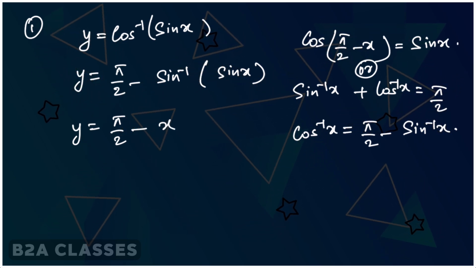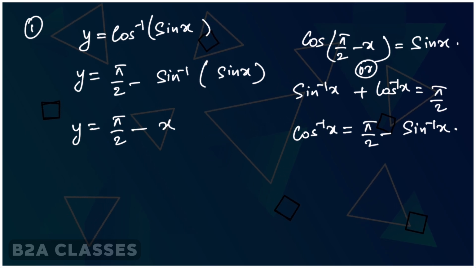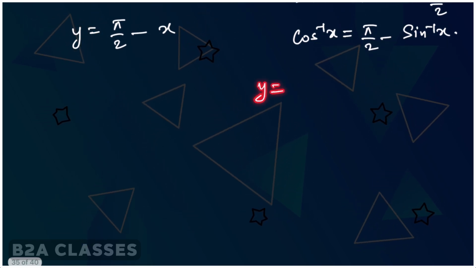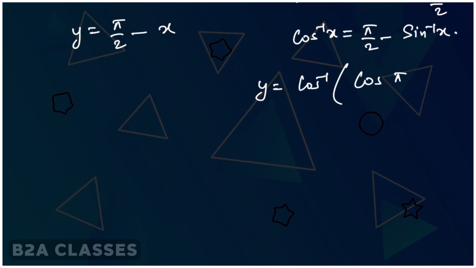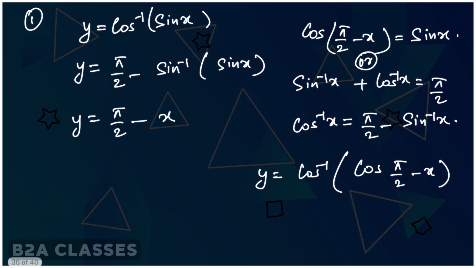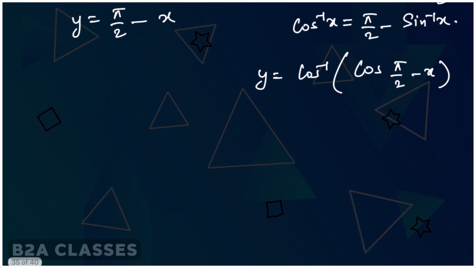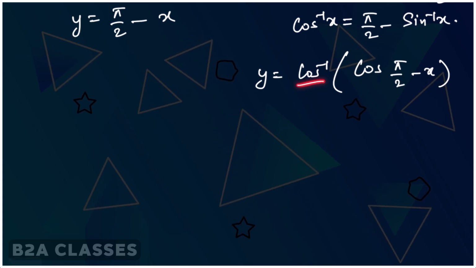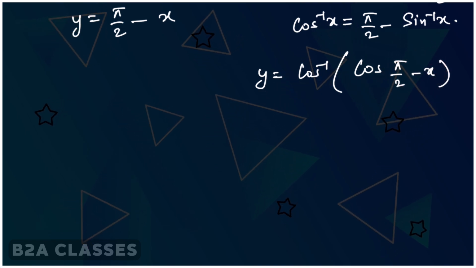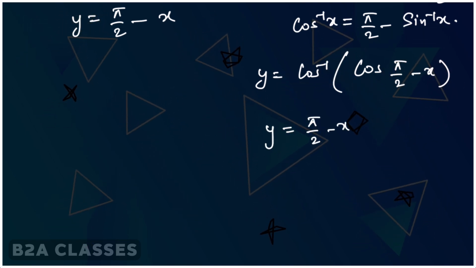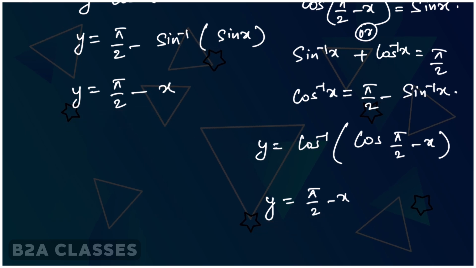So if I use this formula, then also I will get the same answer. y equal to pi by 2 minus x only. So let me show that. So y equal to cos inverse sin x. In place of sin x, I can write cos pi by 2 minus x, because cos pi by 2 minus x is sin x. Now we can apply the formula cos inverse of cos x. If this whole thing is x, then cos inverse of cos x will be x. Okay? So you can see by using any formula we will arrive at the same equation.